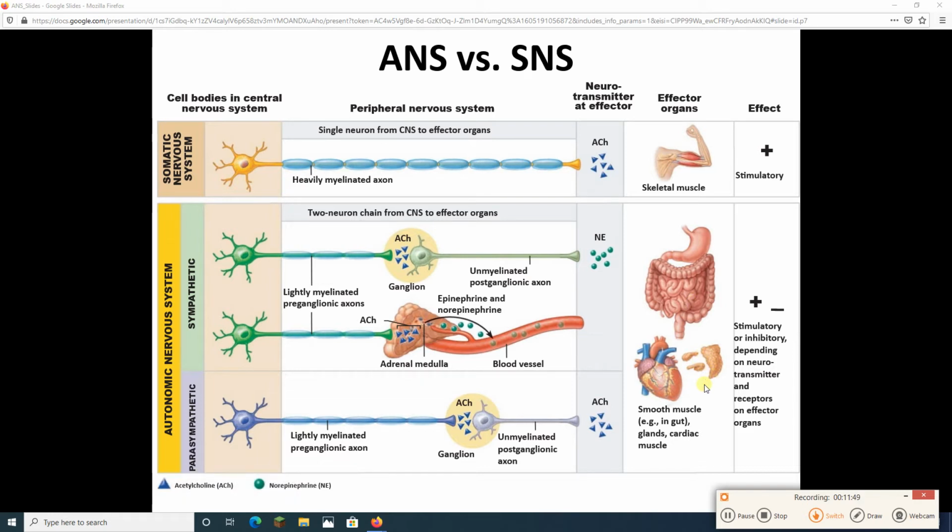And the effect can be either stimulatory or inhibitory, depending on what's going on. Like, what neurotransmitter are we using? Which one of these guys is it? What kind of receptor is present on the effector? Those are considerations. So only stimulatory for your somatic nervous system, either stimulatory or inhibitory for your autonomic. All right, one more thing to point out here just real quick. Notice the labeling we gave.